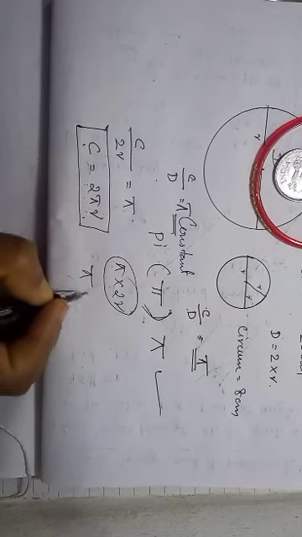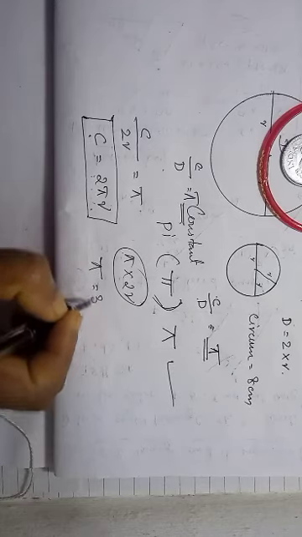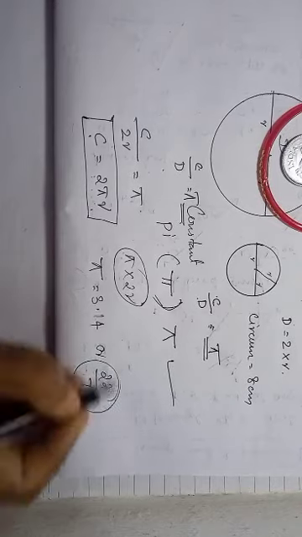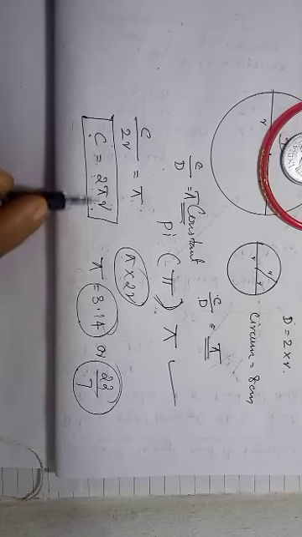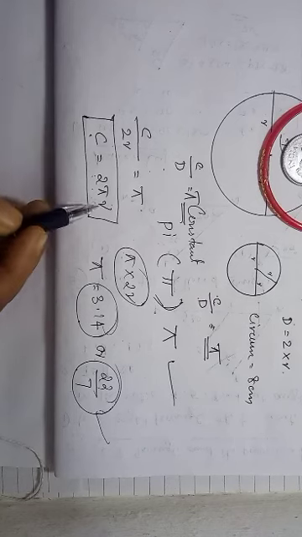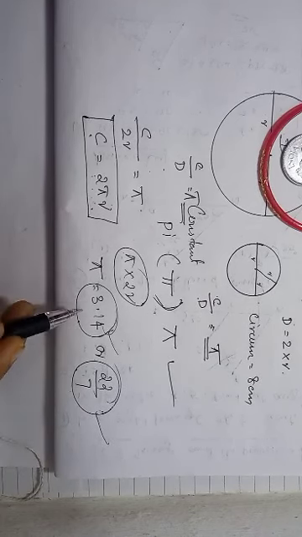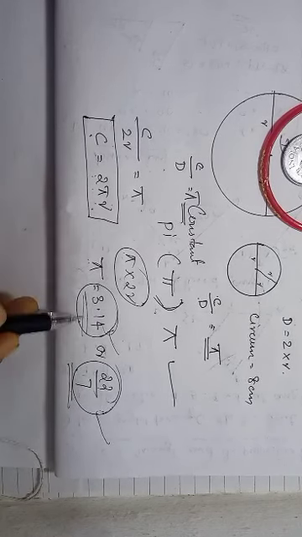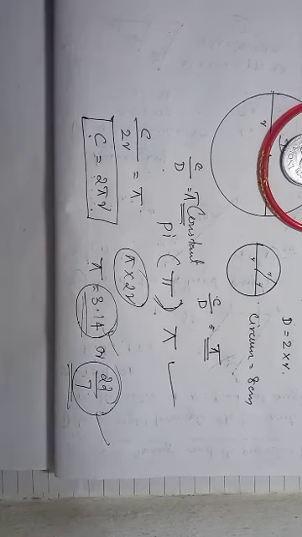What is the value of pi? For every circle, value of pi is 3.14 or 22 by 7. In fraction, we can write 22 by 7. In decimal, you can write 3.14. If the radius is given in fraction form, you can use 22 by 7. If the radius is given in decimal form, for easy calculation, you can take the value of pi as 3.14. Any one you can take for calculating the circumference of a circle.